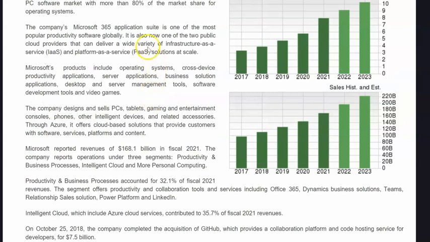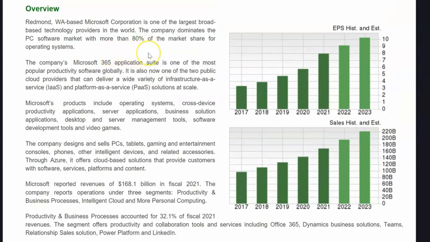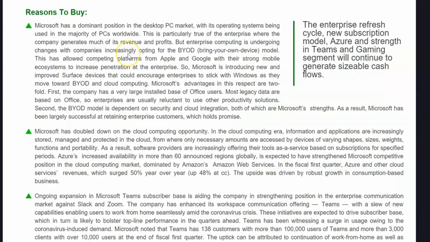It gives a good overview. I'm just not going to talk about it. But 80% of all desktops are still using Microsoft. Their cloud business is great, and their AI is going to be great. Zacks gives you some reasons to buy.